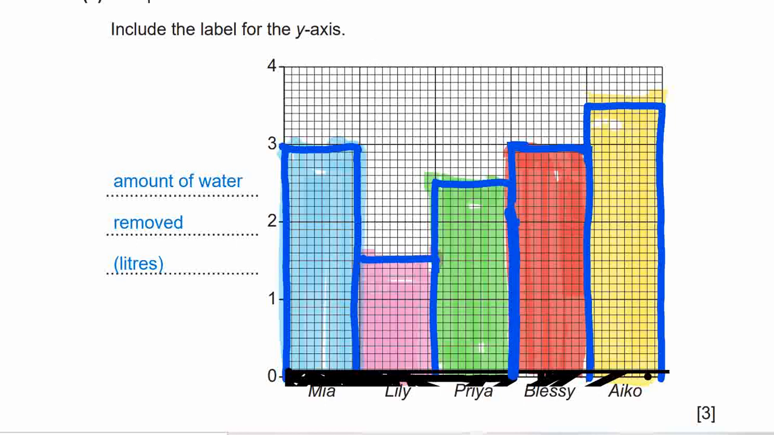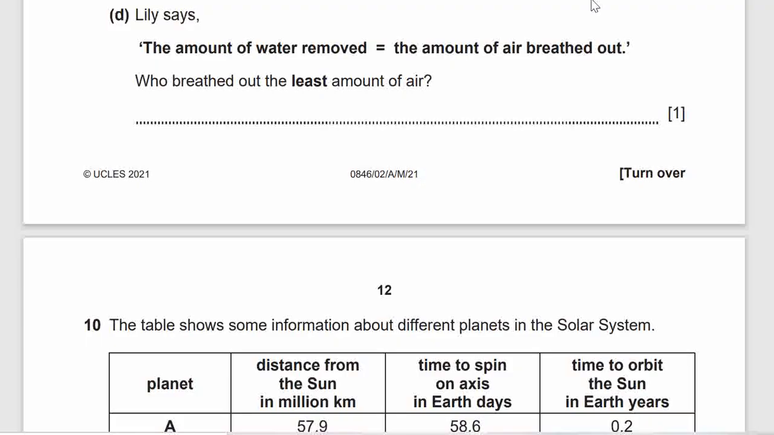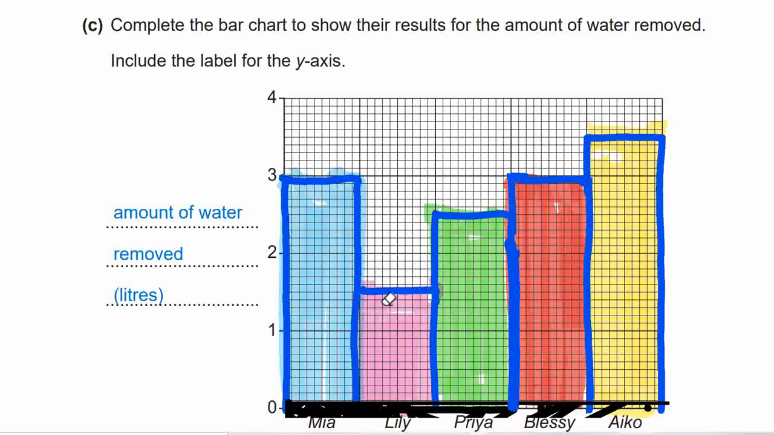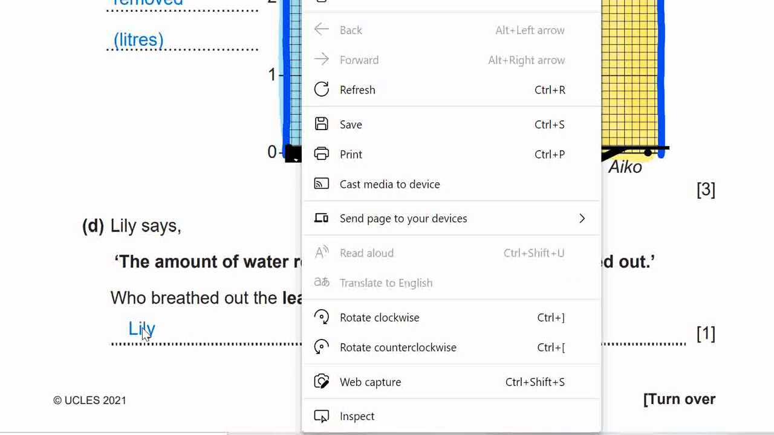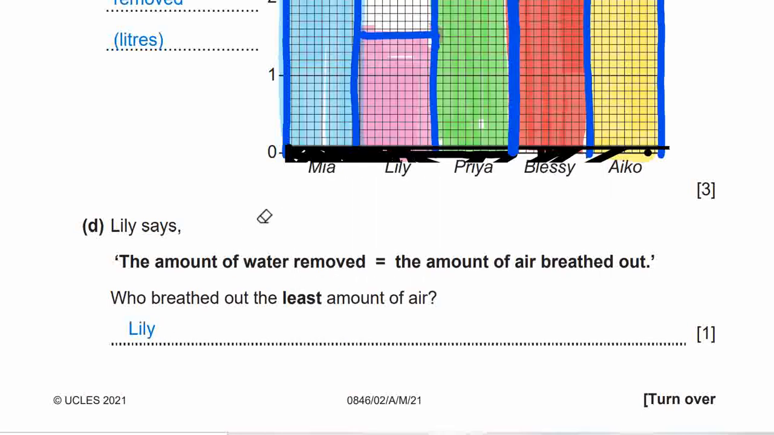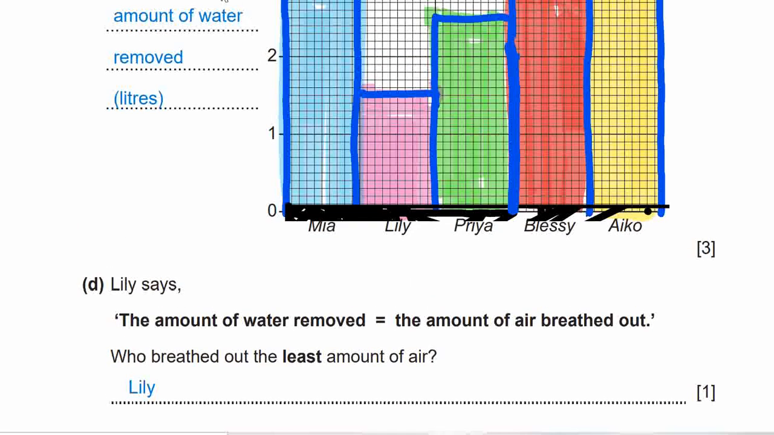Now let's move to the next question. Question D. Lily says the amount of water removed equals the amount of air breathed out. Who breathed out the least amount of air? From the graph, we can see that the least is Lily. This is the shortest. So our answer should be Lily. Okay, let's move on to the next number.